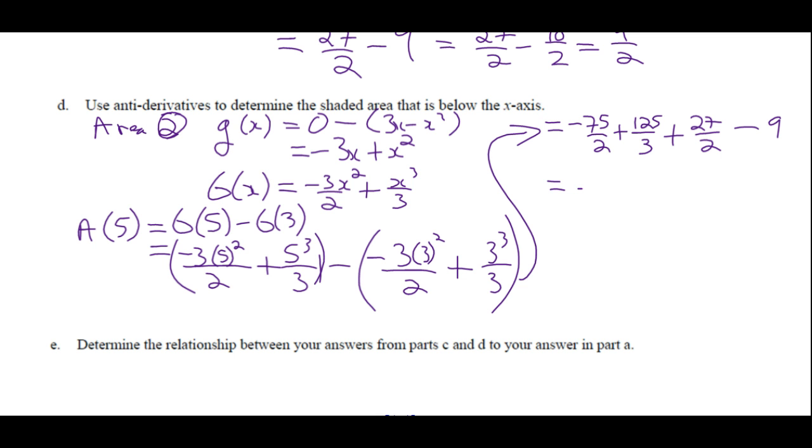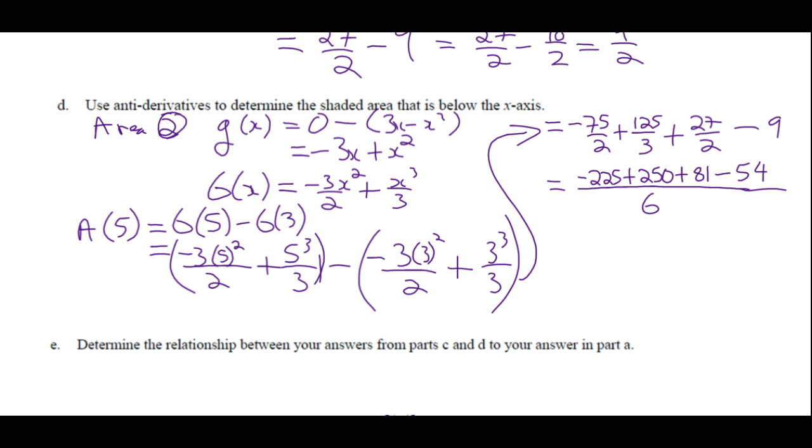All right, common denominator is going to be a 6. We're going to have to multiply this by 3, negative 225. Multiply this by 2, plus 250. Multiply this by 3, 81. Multiply this by 6, 54.